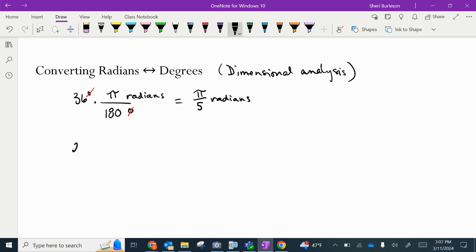Try this one. 280 degrees. Let me get you started. I'm going to help you out. I could say this is over 1 if that helps. Do the conversion.